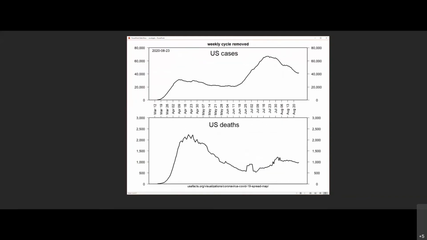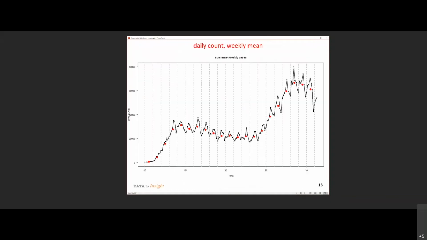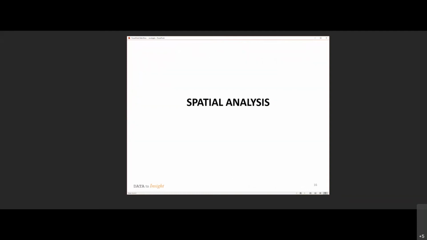So what I've been putting up on my Facebook page is the weekly data. Here is smooth. I used a decomposition filter on the cases and deaths, and this is as of a couple of weeks ago, I guess. So here's pretty much the data we're looking at. This is a daily count shown as a line, and then the weekly mean shown as a red dot per week. So that's the data I'm going to be using. That's the temporal data.